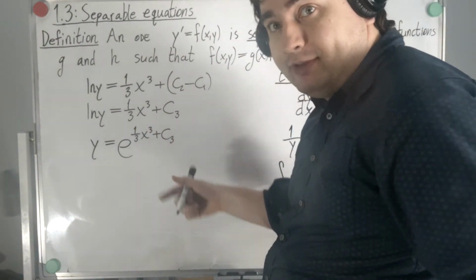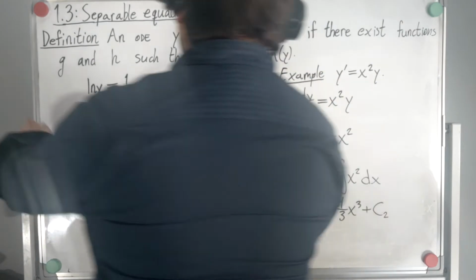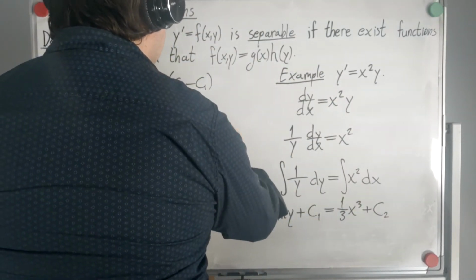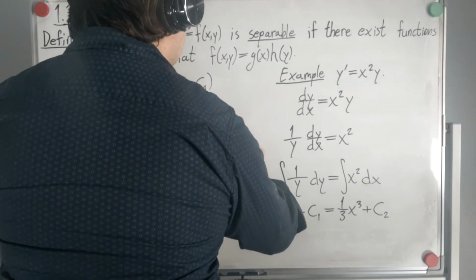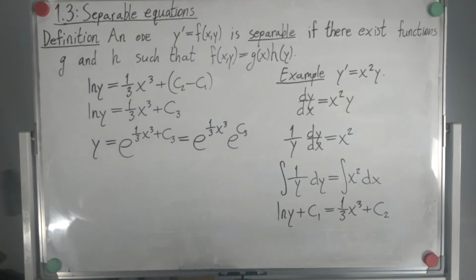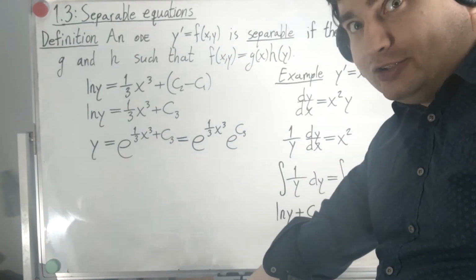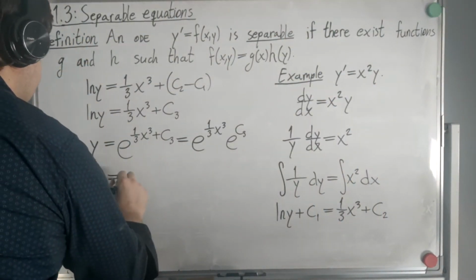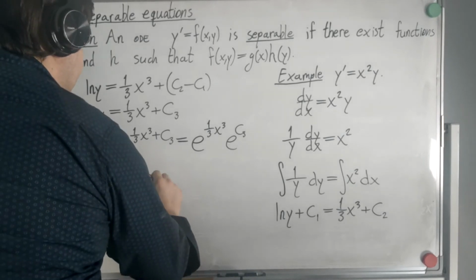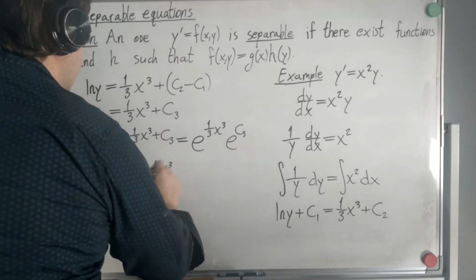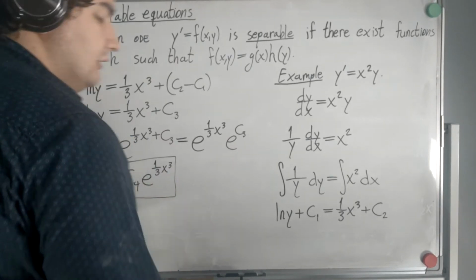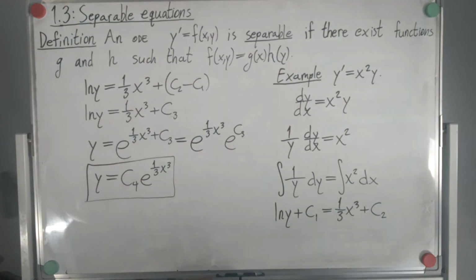We can go a little bit further. We have addition in this exponent, right? If we have addition in the exponent, then we can write it as a product of two exponentials. So we could write this as e to the 1/3 x cubed times e to the c3. And then e raised to an arbitrary constant is another arbitrary constant. So let's call it c4. So c4 e to the 1/3 x cubed. That is our general solution, where c4 is an arbitrary constant that you can put any real number in.